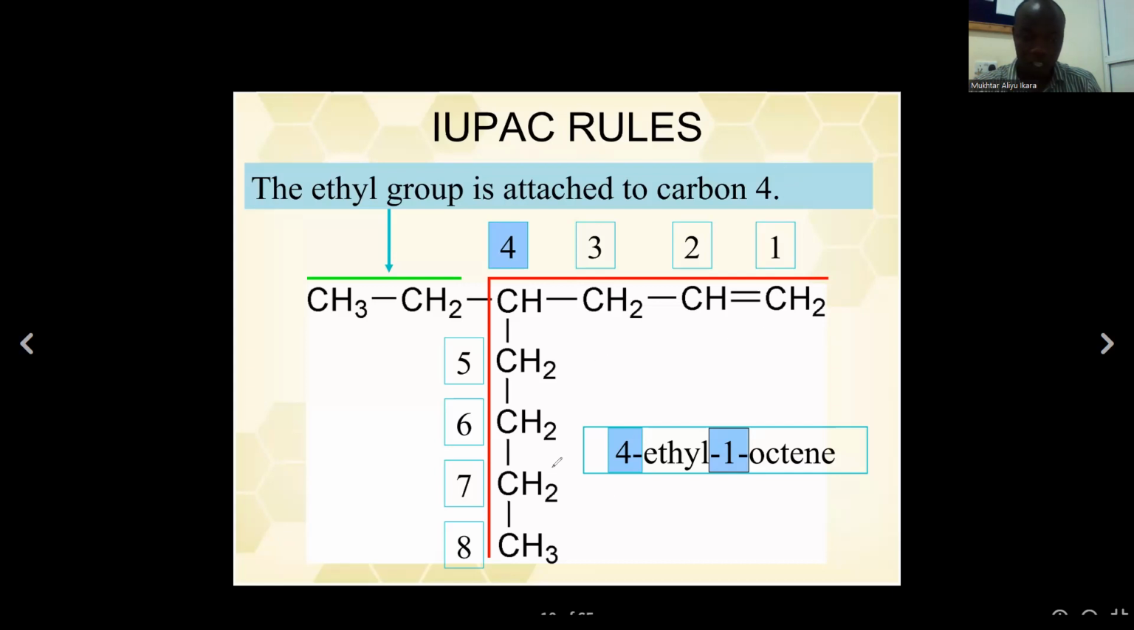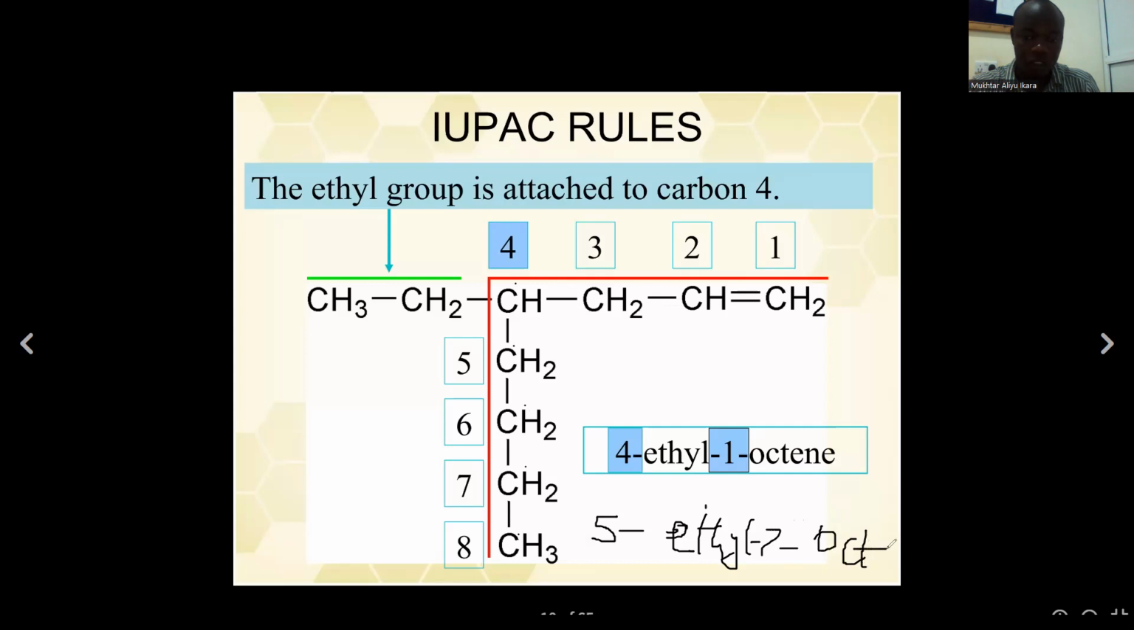Because if you count from here, you see 1, 2, 3, 4, and this one is 5. So it means that the ethyl is at carbon 5. We write 5-ethyl. And then the position of the double bond, you see 1, 2, 3, 4, 5, 6, 7. Here it will be 7-octene. It means that the double bond is at carbon 7.